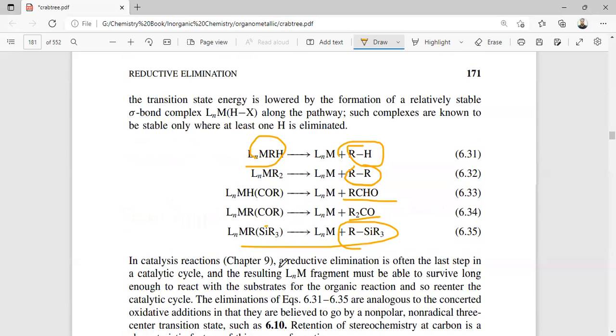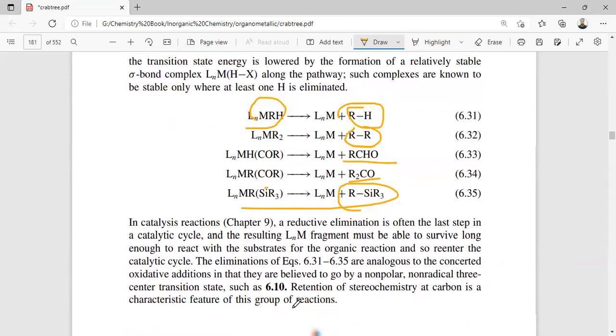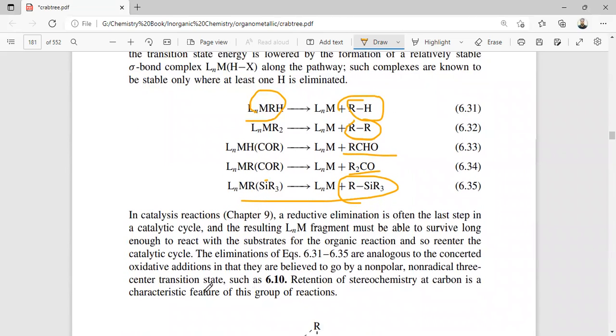In catalytic reactions, reductive elimination is often the last step in the catalytic cycle, and the resulting Ln fragment must be able to survive long enough to react with the substrate for the organic reaction, so that it can re-enter the catalytic cycle.